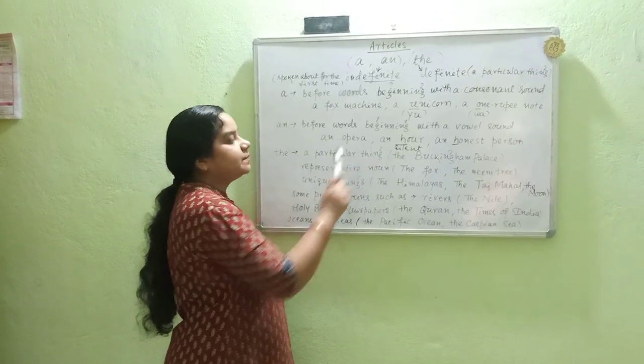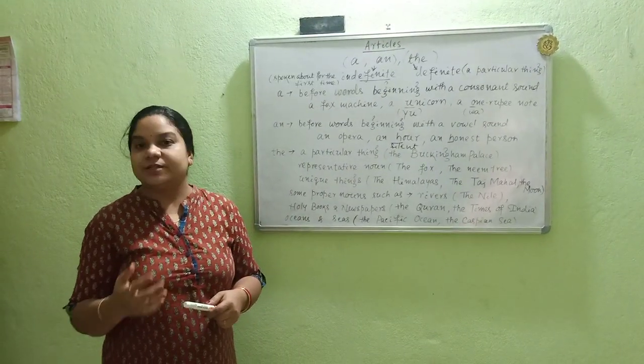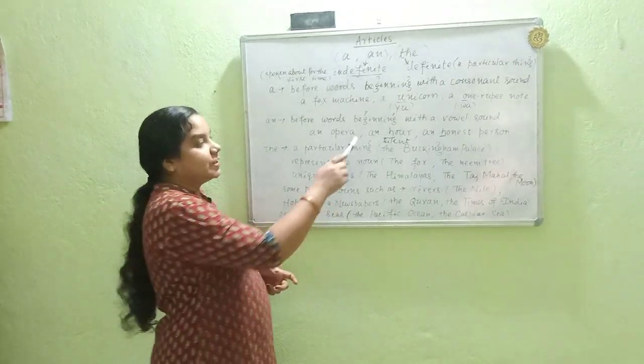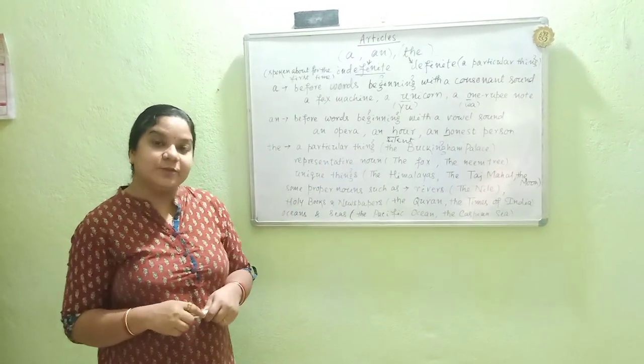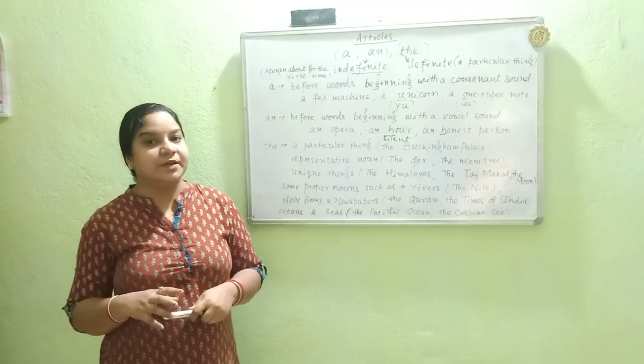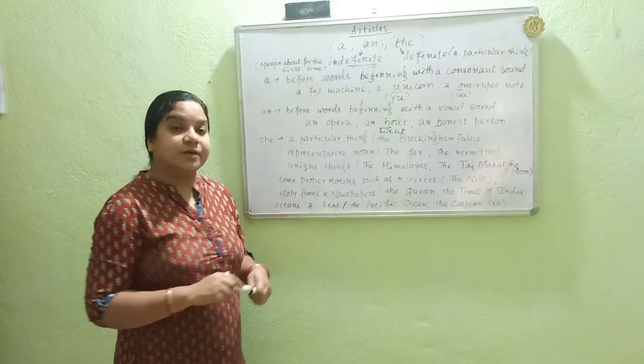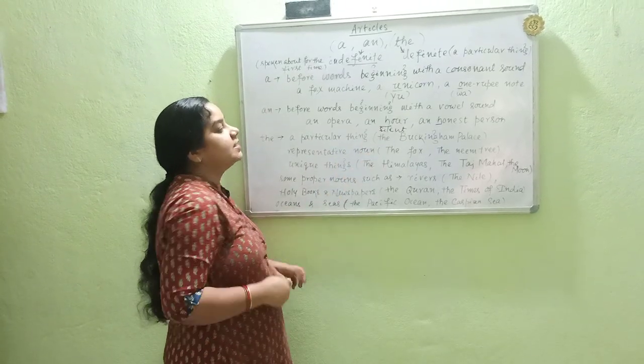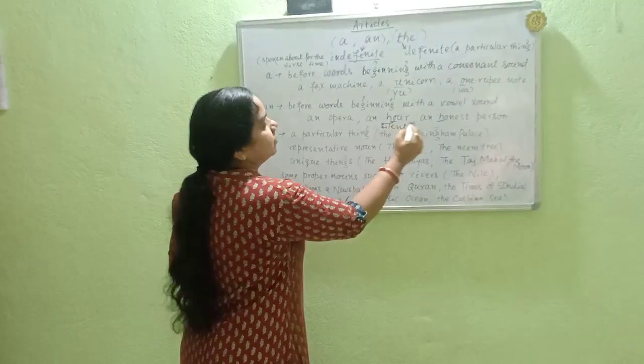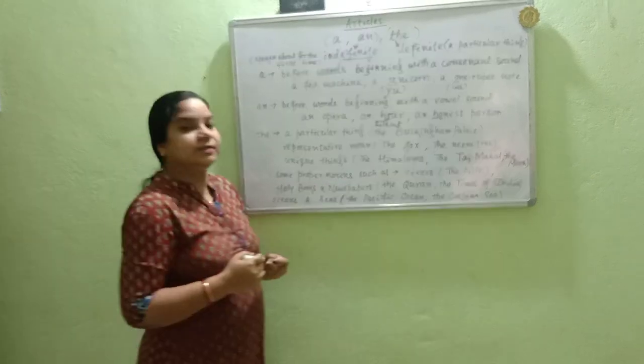Although it is there in its spelling, in pronunciation it's nowhere. And that's what we call a silent H. Whenever you have words that have H as the first letter and still it is not being pronounced, that's when you have to use an, because it goes next to O, which is a vowel.